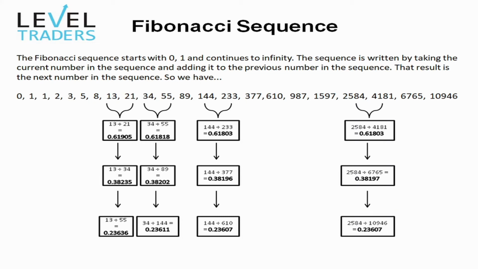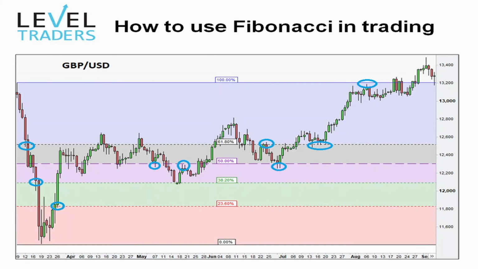So here I'm using GBP USD, the currency pair, and we're going to use the Fibonacci retracements to predict the potential movements in the currency pair. This is a daily chart from March 2020 to September 2020. So let's have a closer look at this.